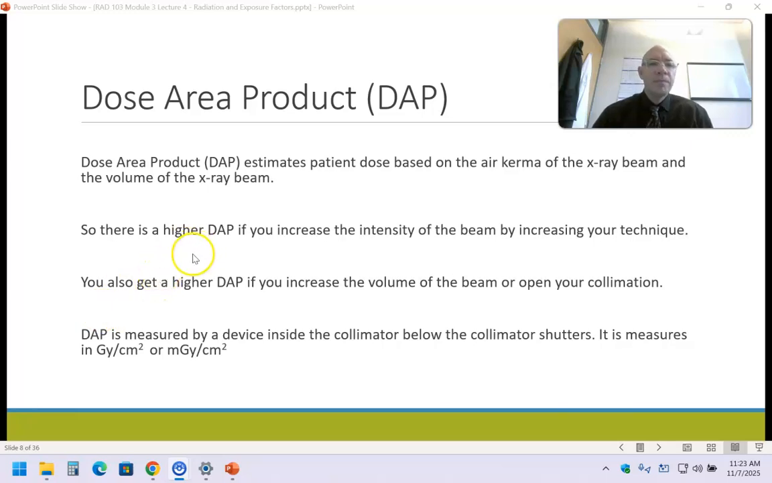And with that, I'm going to stop here for now, give you guys a break, give myself a break, and when we get back, we'll talk a little bit more about quality control and quality assurance of the X-ray equipment.